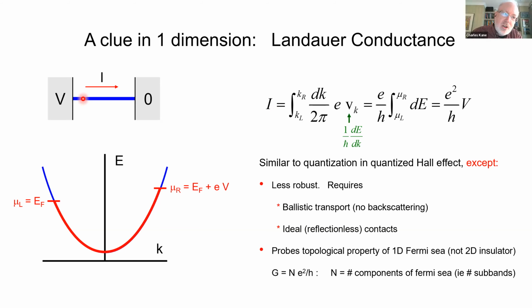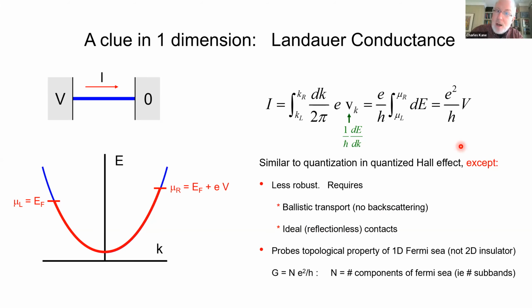Now, in this case, it's not as good because in the one-dimensional wire, the left movers and the right movers are actually right on top of each other. So this makes the effect less robust because if you have some impurity, something that electrons can scatter off of, then an electron can turn around in the middle, and so then this argument breaks down. Of course, one can generalize Landauer's argument to include the fact that electrons can turn around, and so then it'll depend on the wave transmission probability for an electron incident from one side to get to the other side. Okay, but if there's scattering, then the quantization breaks down. Okay, but provided we accept that we have ballistic transport with no backscattering and ideal reflectionless contacts, then we have a quantized response.